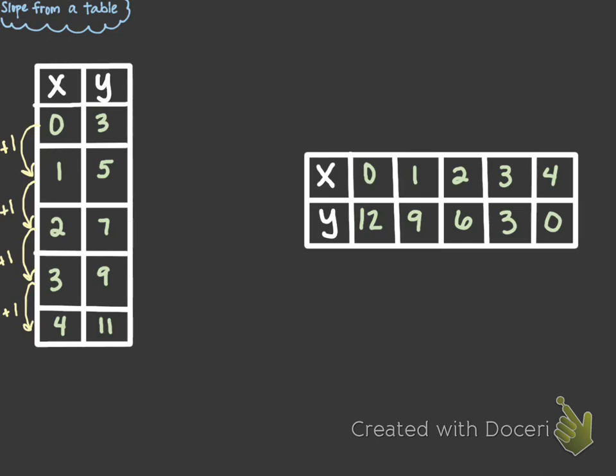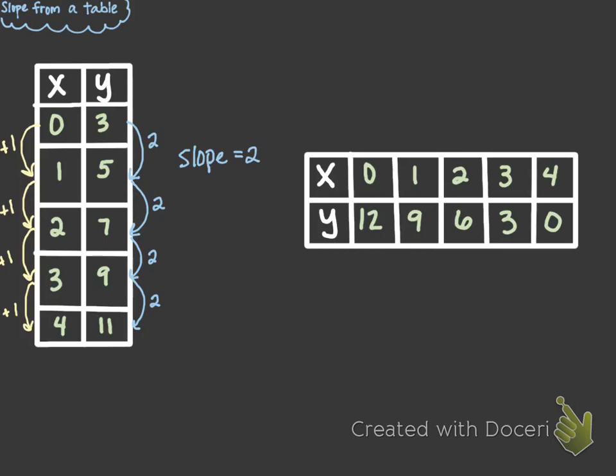Our y values, in this case, we want to see what they are growing by each time. To get from 3 to 5, we are growing by 2. To get 5 to 7, we are growing by 2. 7 to 9, growing by 2. And 9 to 11, we are growing by 2. So each time, we are growing by 2 units. And so for our first table, our slope is going to equal 2.